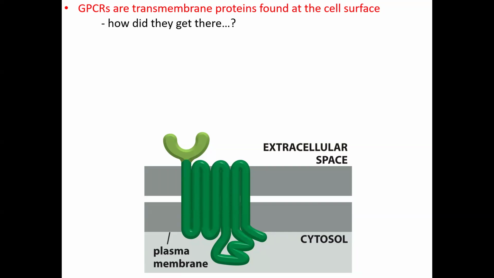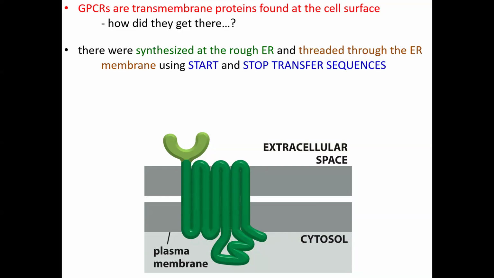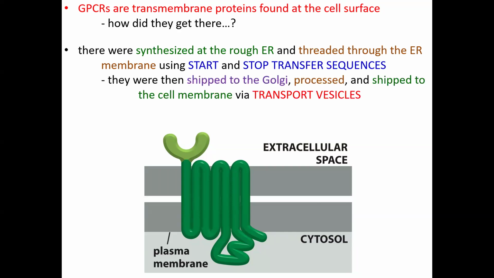So, how did this protein get here? One might ask. And if one were to ask that, you would hopefully be able to remember that these proteins were, of course, first synthesized and born in the rough ER because they are membrane-bound proteins. And in the process of being made in the rough ER, they would be threaded through the ER membrane using start and stop transfer sequences.